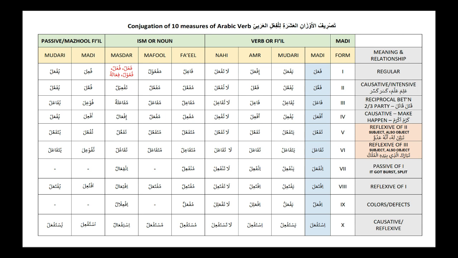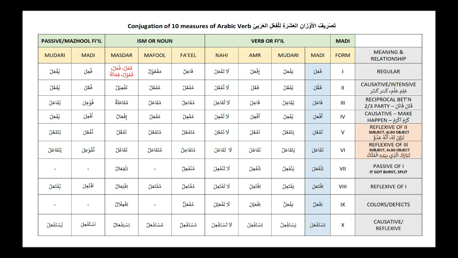Madi, mudari, amr, nahi, fa'il, maf'ul, masdar, madi majhul, mudari majhul. You have to remember this by heart, because when it is in your brain, you can visualize, closing your eyes, that this is the order: madi, mudari, amr, nahi, fa'il, maf'ul, masdar, madi majhul, mudari majhul.